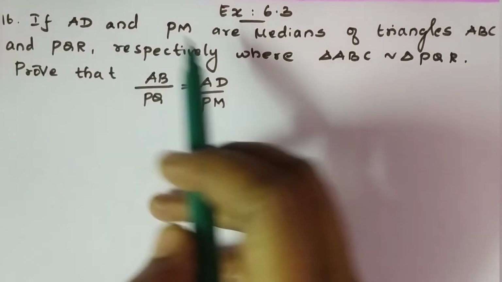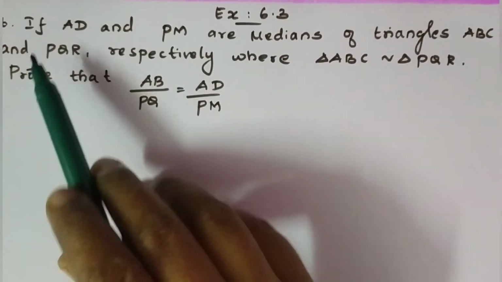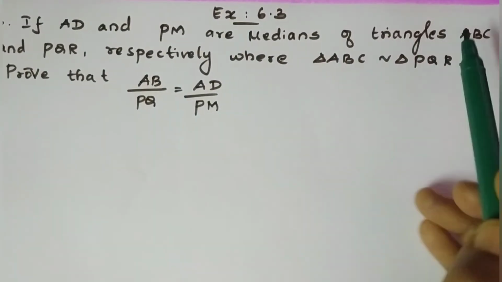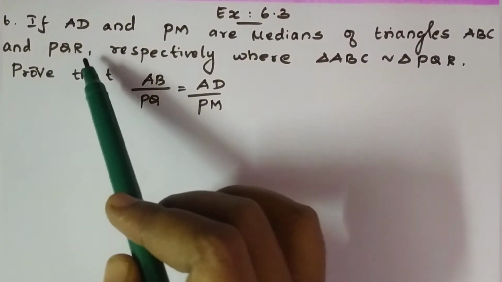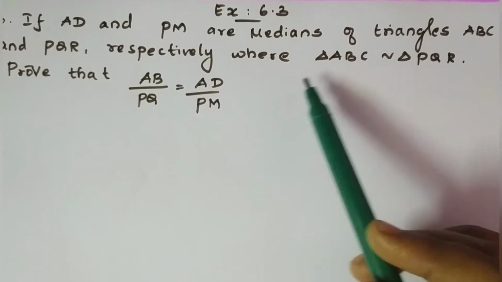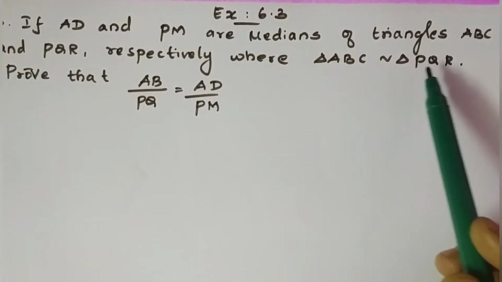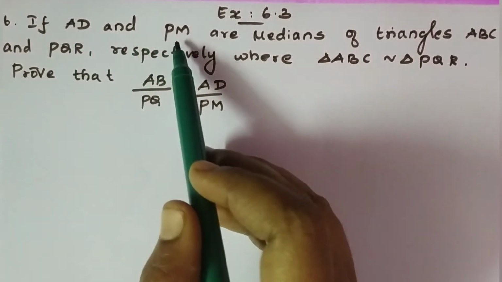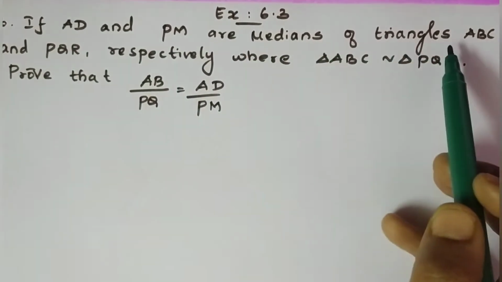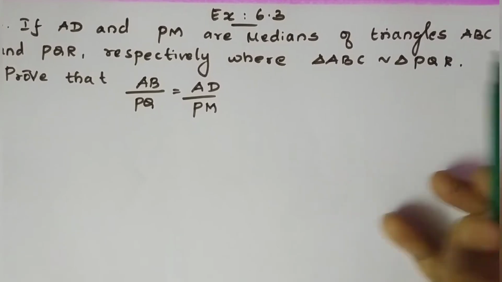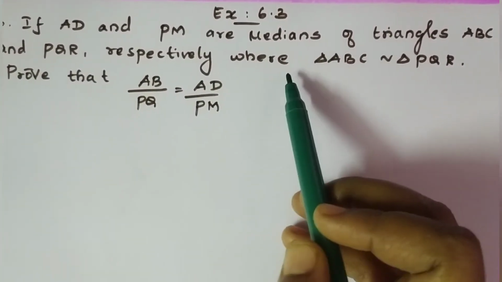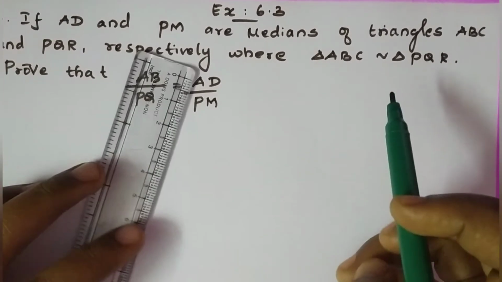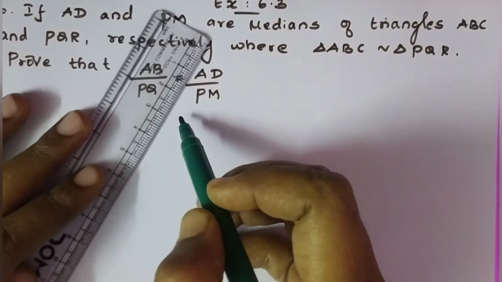Next, 16th problem in exercise 6.3. If AD and PM are medians of triangle ABC and PQR respectively, where triangle ABC is similar to the triangle PQR. So we have to draw the diagram first.